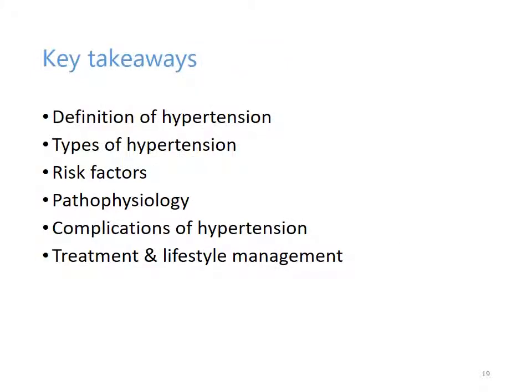Okay, so in this lecture, we have looked at the definition of hypertension. Although there have been some recommendations for a lower cutoff point, for now we will still use the definition of blood pressure equal to or exceeding 140/90 millimeters mercury as high blood pressure.